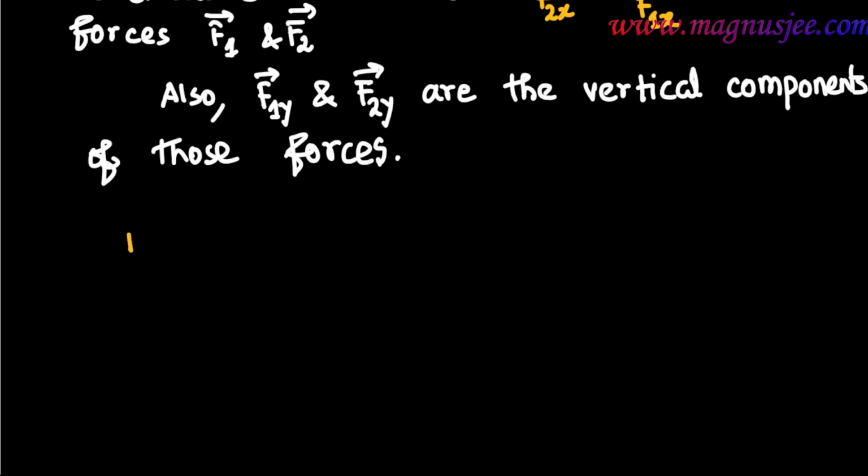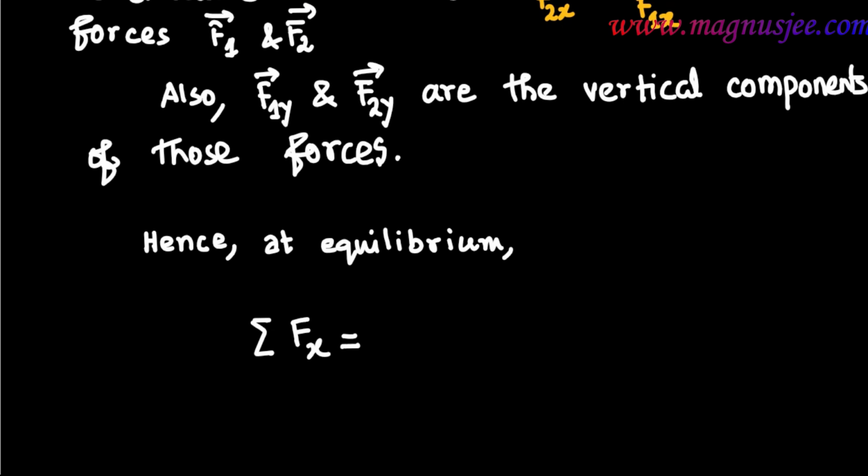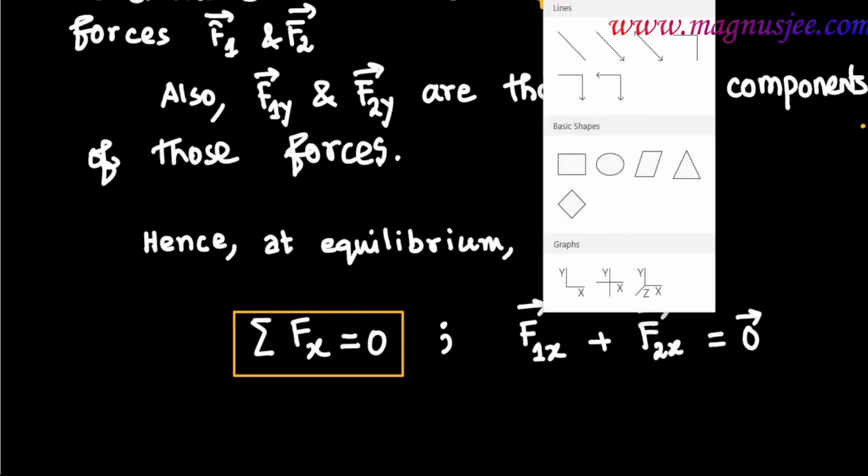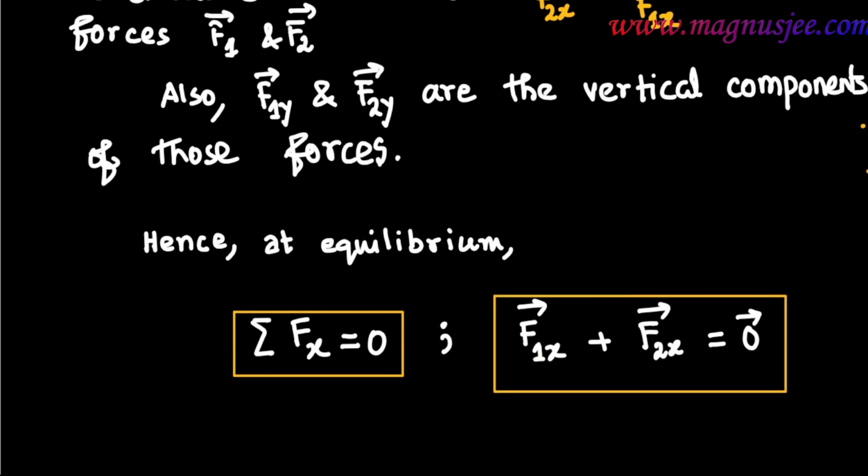Hence, at equilibrium, summation Fx equals 0. That is, sum of rectangular components of all the forces along x-axis is 0. Therefore, vector F1x plus vector F2x equals 0 vector.